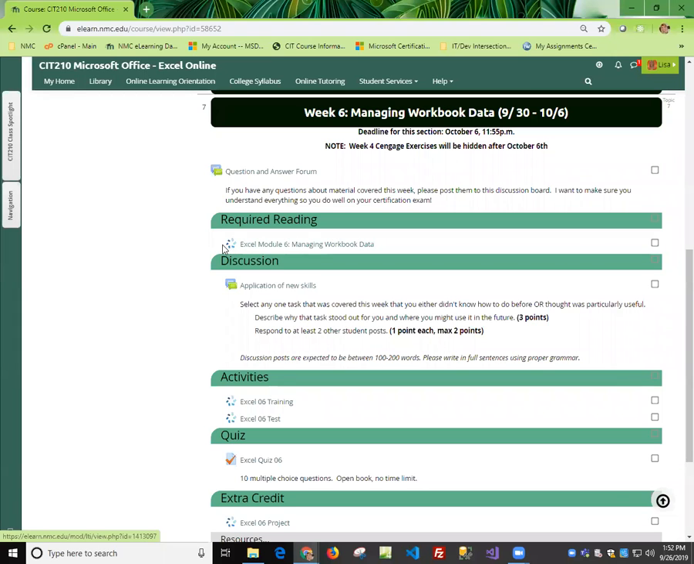For week 6, you're going to be learning how to work with multiple worksheets and workbooks and manage workbook data. Specifically, you'll learn how to arrange your worksheets so you can look at different worksheets side by side. You're going to learn how to protect your worksheets and your workbooks. You'll learn how to prepare a workbook for distribution and how to save it for distribution to others.